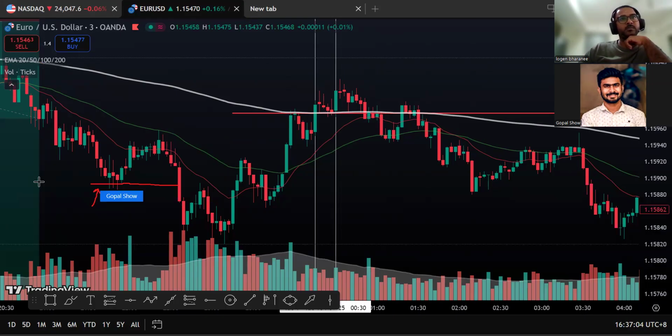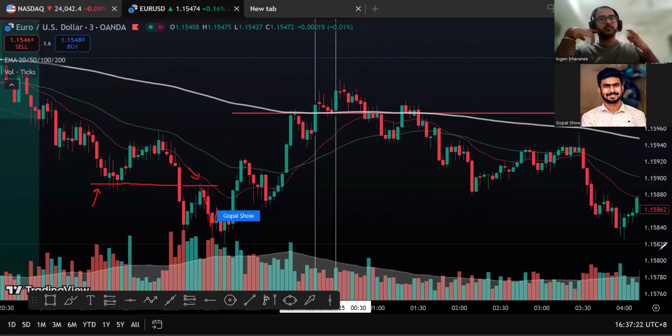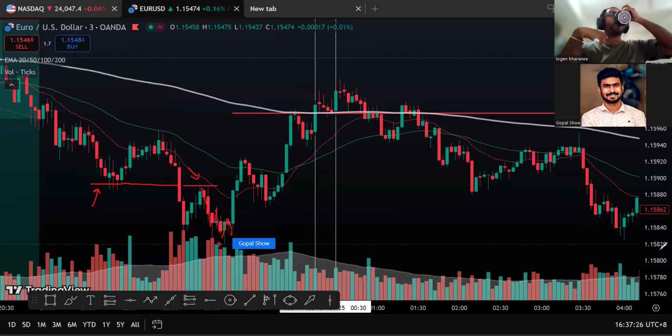So on this area, the buyers' pullback came. Sellers try to sell, but they are not able to make it lower, right? They attempt one time, fail. Again the buyers go upside. Again the sellers came, they failed. Again buyers going, again sellers failed. It means there is a small range, right? And after that, buyers breached here from this area.